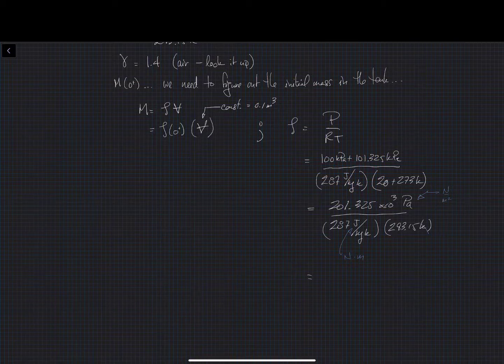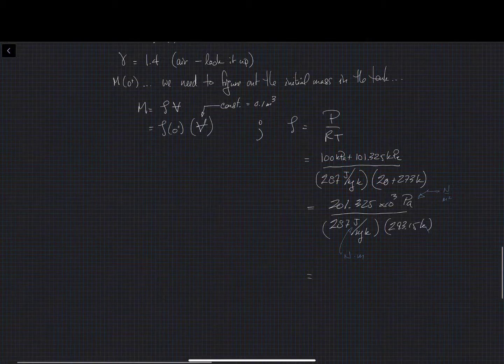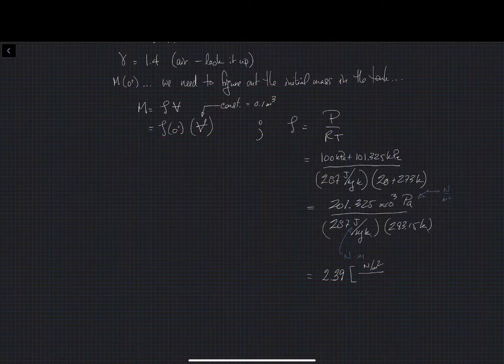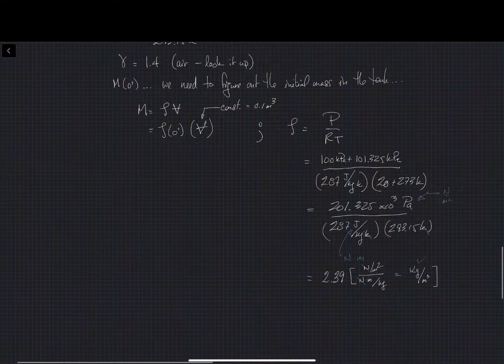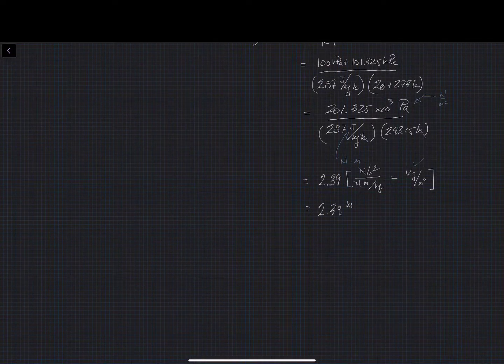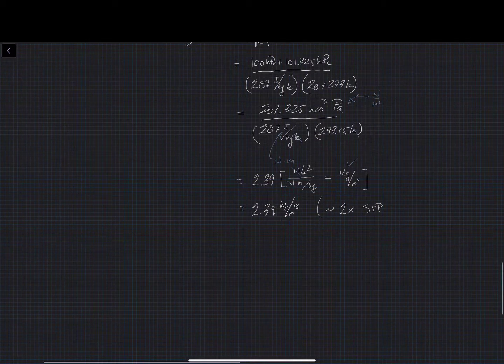What do we get for the density? 2.39 kilograms per meter cubed, so it should be. Let's check out our units. Always good practice here. Newton per meter square on top from our pressure. Newton times meter for joules divided by kilograms. And so the kelvins canceled. So we're left with 2.39 kilograms per meter cube, as we thought, close to what we thought.